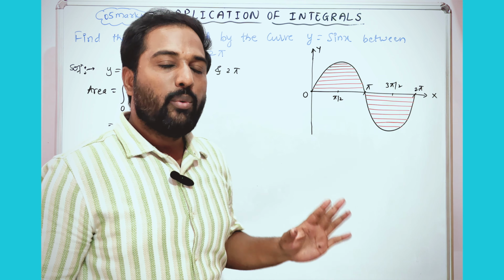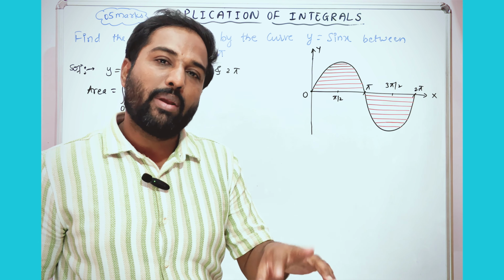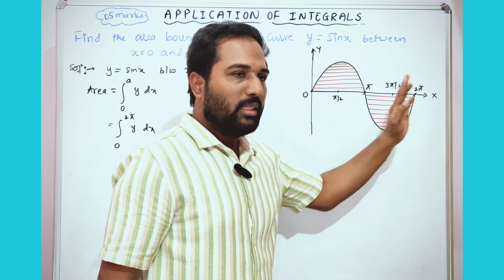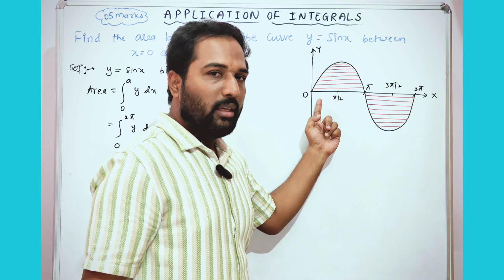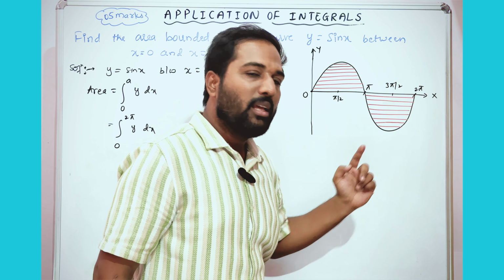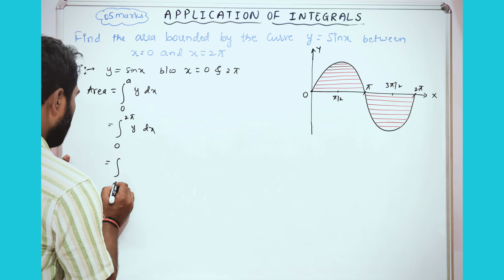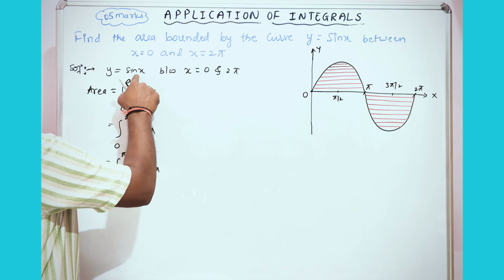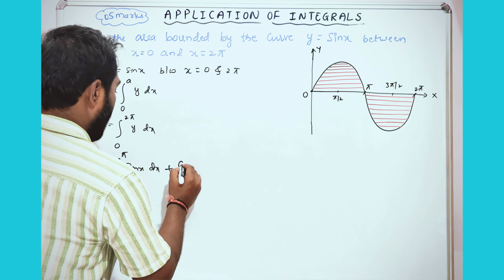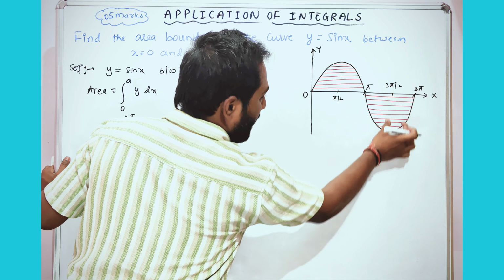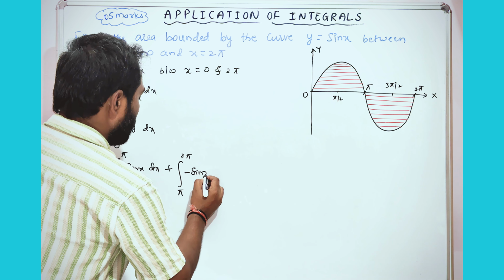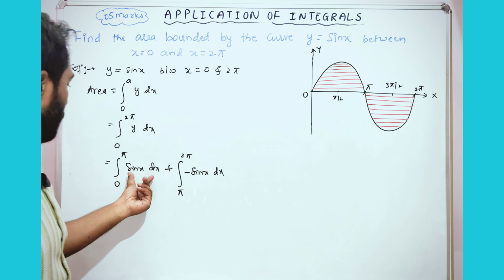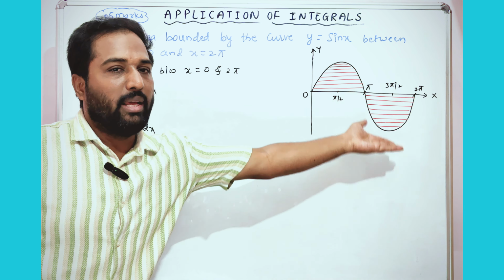But this is divided into two areas, two separate areas with separate integrals. One here to here is one area and here to here is another area. Here to here, in the sense 0 to pi, is one area in the positive way, and pi to 2 pi is another area in the negative way. So 0 to pi sin x dx, because y is sin x, plus pi to 2 pi. It is a negative value, so I will take it as minus sin x. Positive value, negative value: plus sin x, minus sin x.